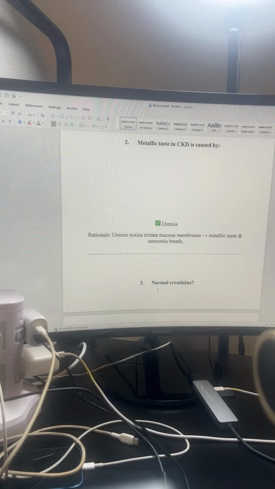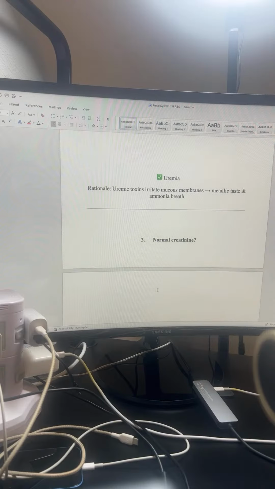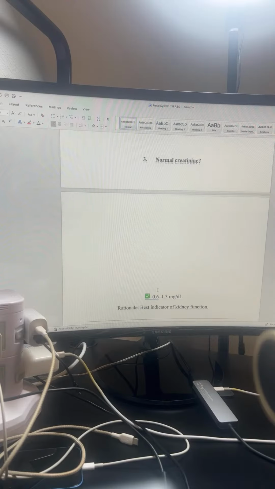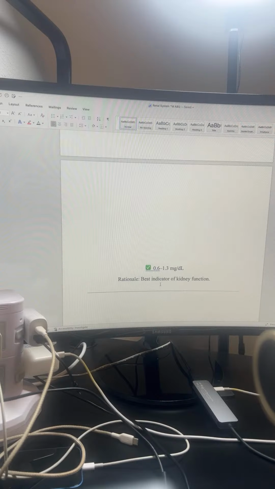All right, 0.6 to 1.2. Nice. Okay. Less than 1.3. So you're 0.6 to 1.3. Definitely 1.2. All right. So that's the best indicator of your kidney function.